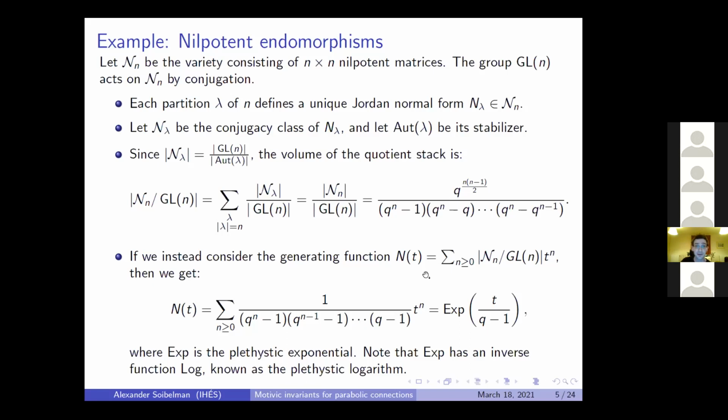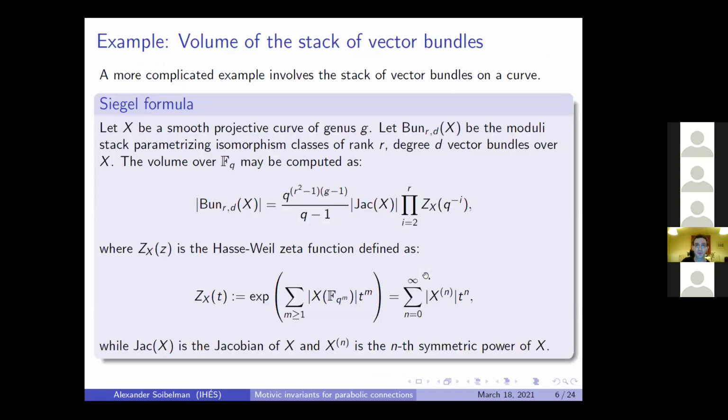Right, so there is a more complicated example which involves computing the volume, or the number of points, in the moduli stack of vector bundles on a curve. Here X is a smooth projective curve of genus g, and Bun_{r,d}(X) is the moduli stack that parametrizes isomorphism classes of vector bundles with rank r and degree d on the curve X.